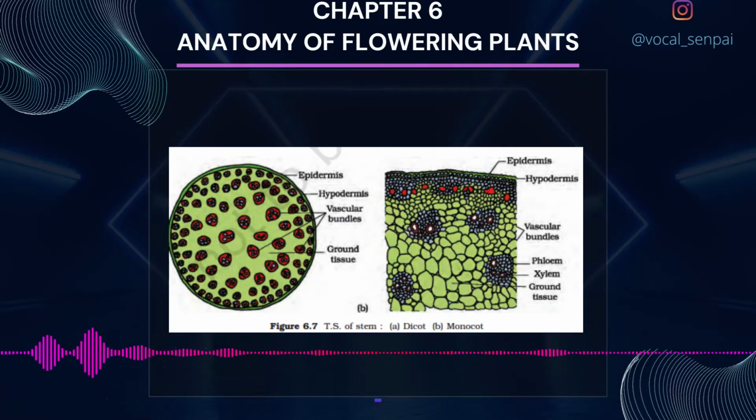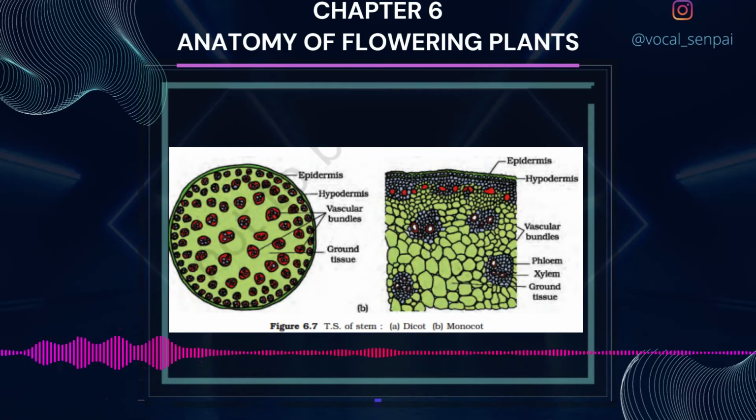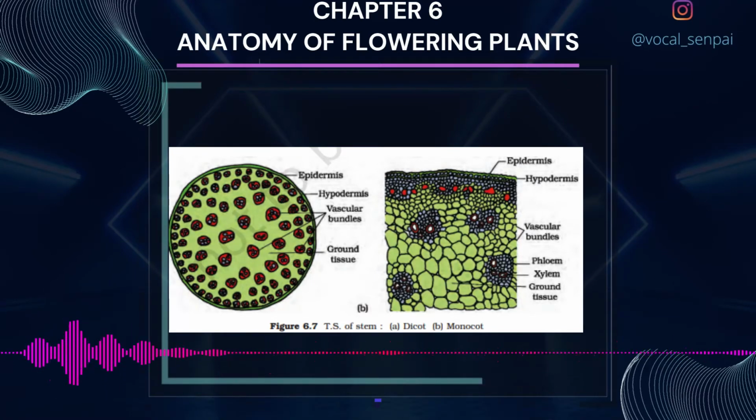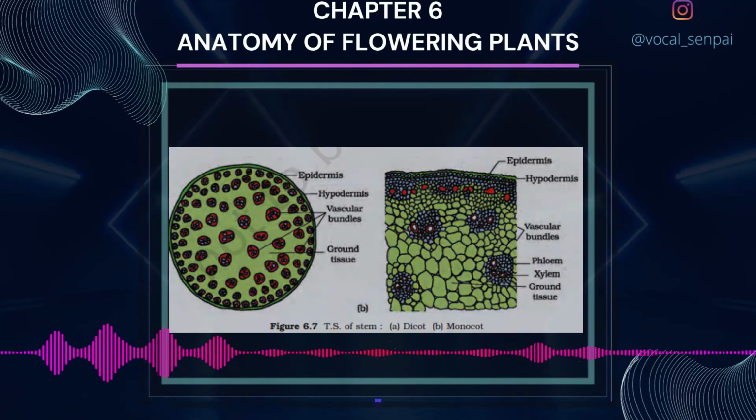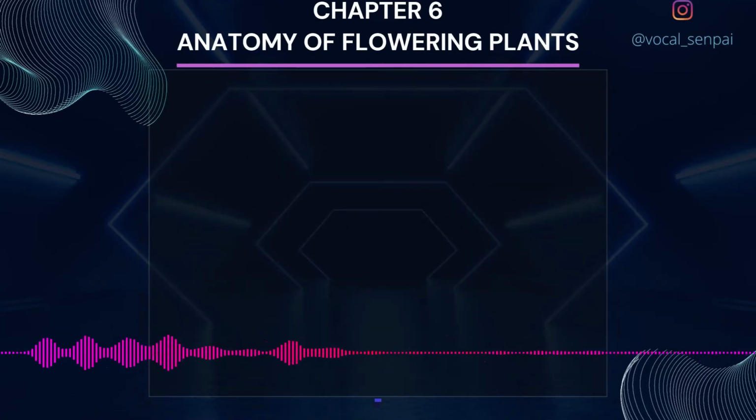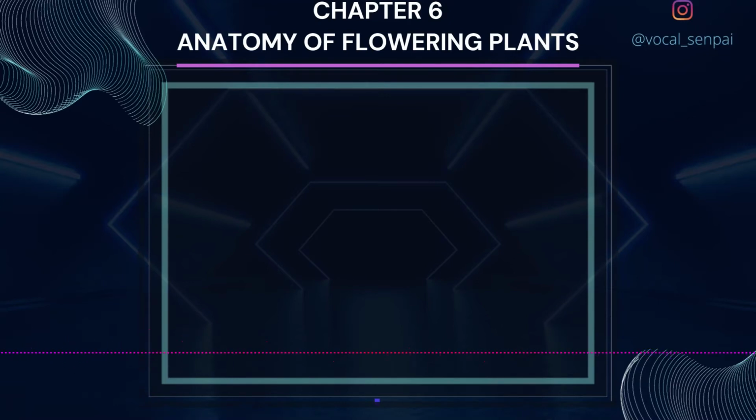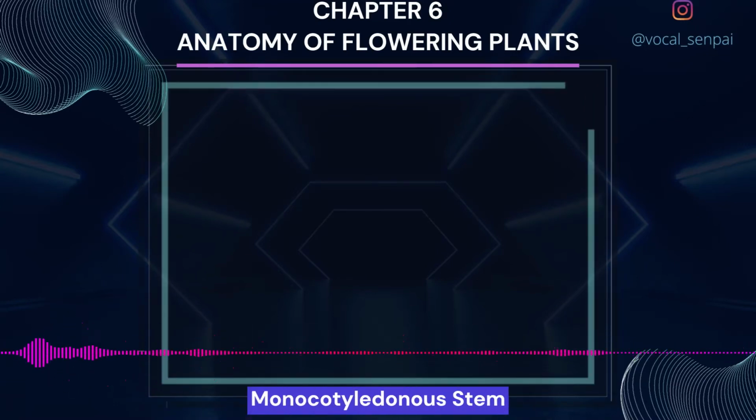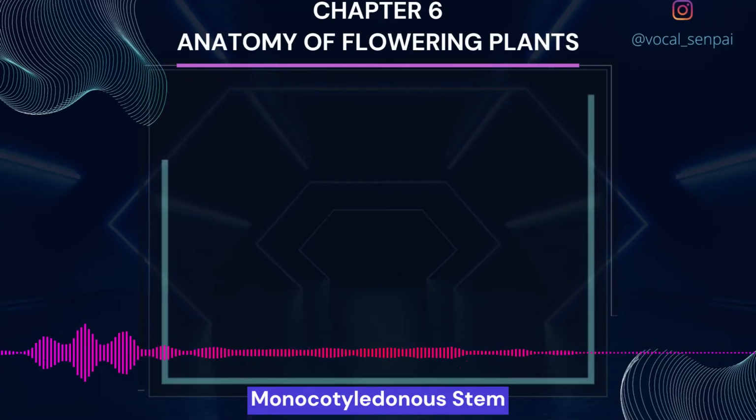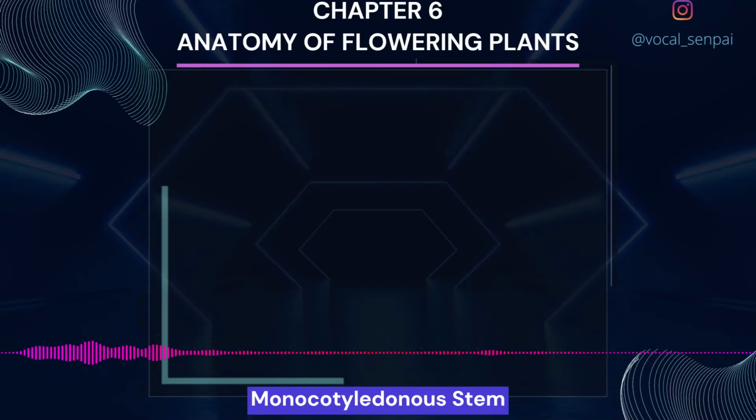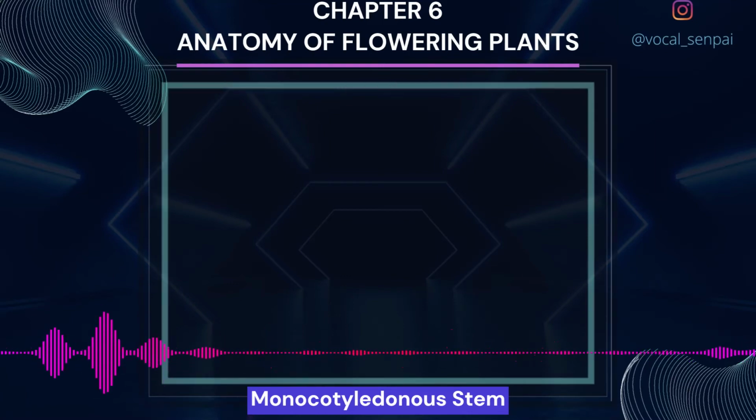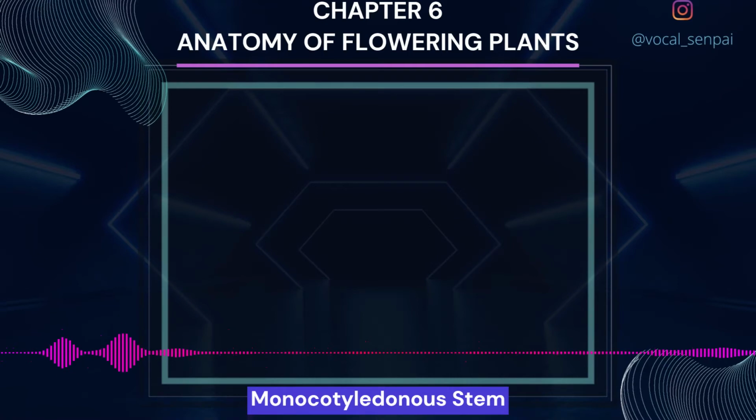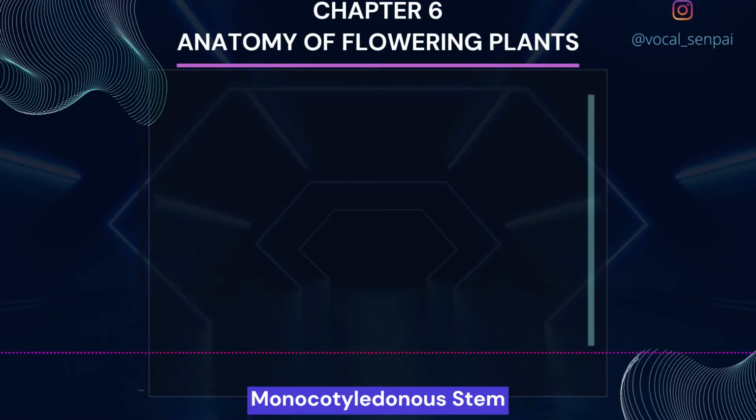Each vascular bundle is conjoint, open, and with endarch protoxylem. A large number of rounded, parenchymatous cells with large intercellular spaces, which occupy the central portion of the stem, constitute the pith. Monocotyledonous stem. The monocot stem has a sclerenchymatous hypodermis, a large number of scattered vascular bundles, each surrounded by a sclerenchymatous bundle sheath, and a large, conspicuous parenchymatous ground tissue, figure 6.7b.